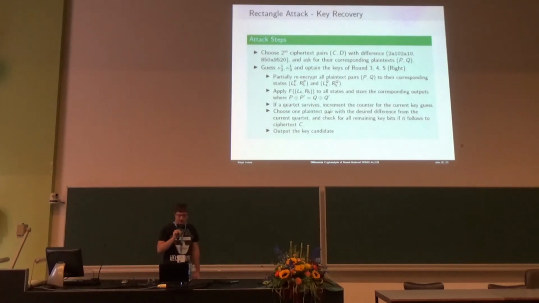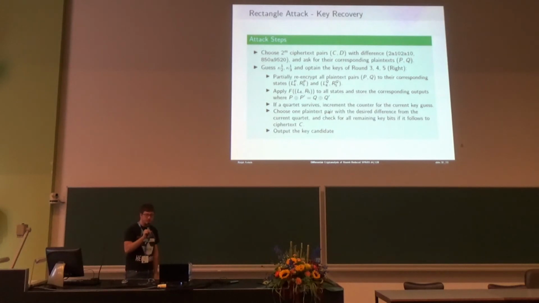So our attack steps: we choose 2 to the m ciphertext pairs. We again start our attack on the ciphertext side. We choose it with the difference we want to have. We again ask for a corresponding plaintext. We guess the keys again in rounds 3, 4, and 5, just the right part.